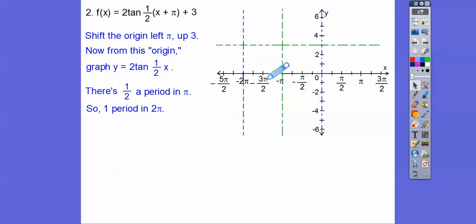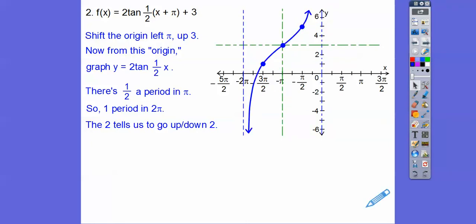And then the tangent between the pi's, it starts and it just keeps going. The 2 tells us to go up and down 2. This 2 right here says to go up and down 2 instead of up and down 1. So it's going to go through right here and right there. So let's see what our groovy tangent does right there. So it's going right up through there. Sorry, that wasn't a good last minute description.